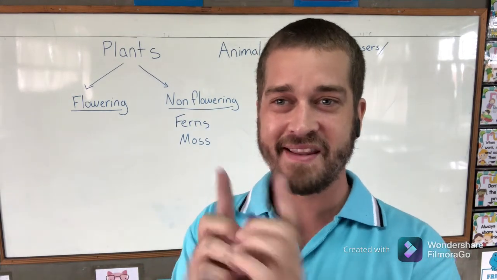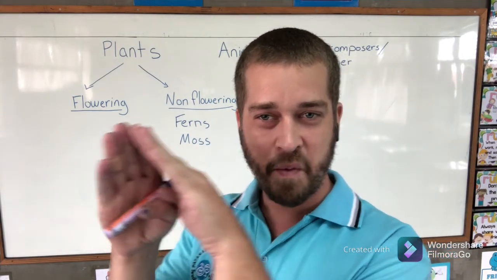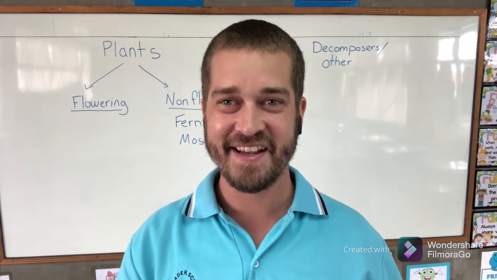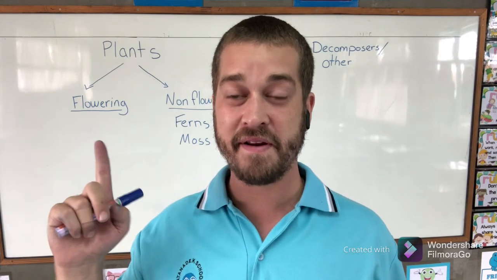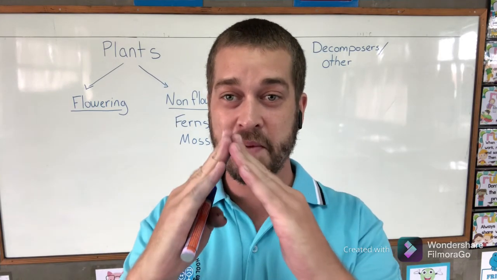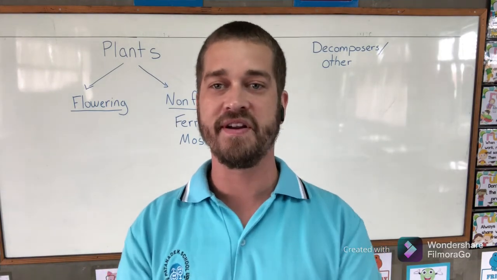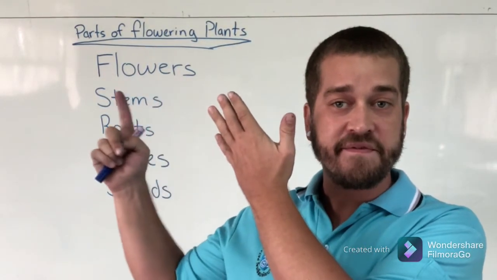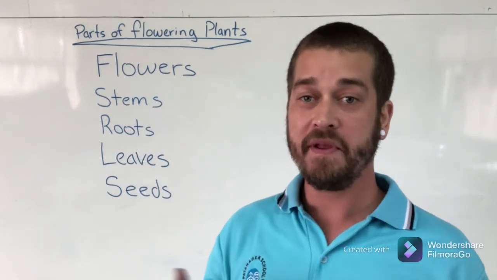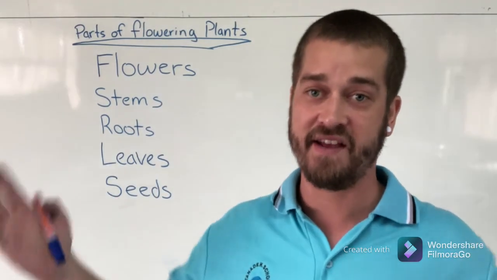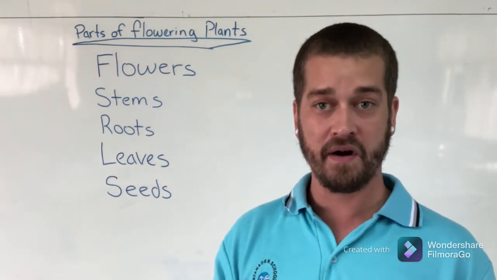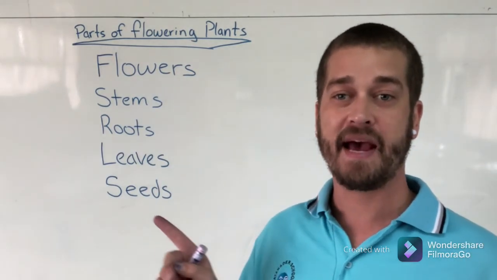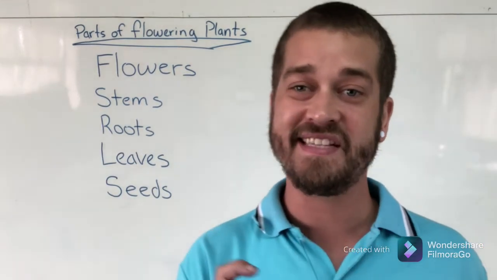So if you guessed that this is the group that we're now going to make more groups for, you are correct. We're going to take a look at flowering plants today. And we're going to try to see if we can break them up into more categories. Much like last week, we're going to be looking at only flowering plants. And we're going to be looking at the same things, such as its actual flower, stems, roots, leaves, and then this time we're going to talk a little bit about the seeds.